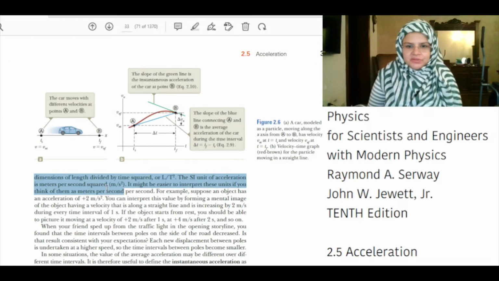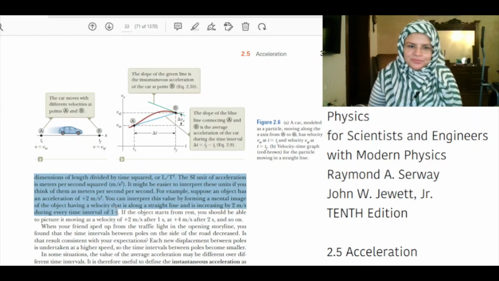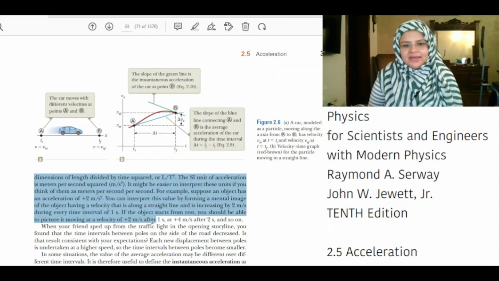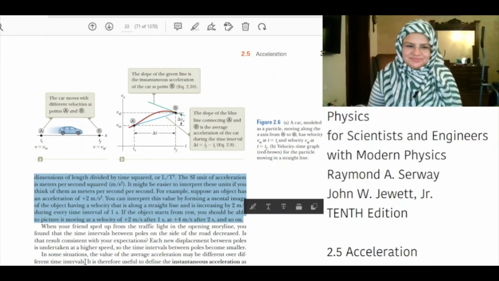For example, suppose an object has an acceleration of plus 2 meter per second squared. You can interpret this value by forming a mental image of an object having a velocity that is along a straight line and is increasing by 2 meter per second during every time interval of 1 second. If the object starts from rest, you should be able to picture it moving at a velocity of plus 2 meter per second after 1 second, at plus 4 meter per second after 2 seconds, and so on.